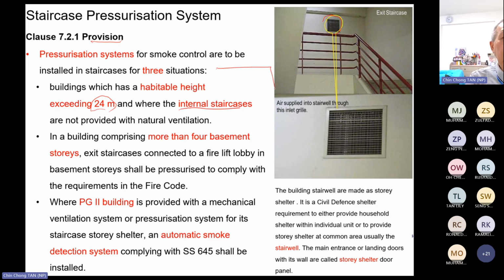For example, if this is a hotel, you may have an internal staircase. This one is internal, then you need it. I'm saying, if your staircase is around here, exposed to atmosphere, no need. All right. And the basement is also very important. I don't know whether I told you.